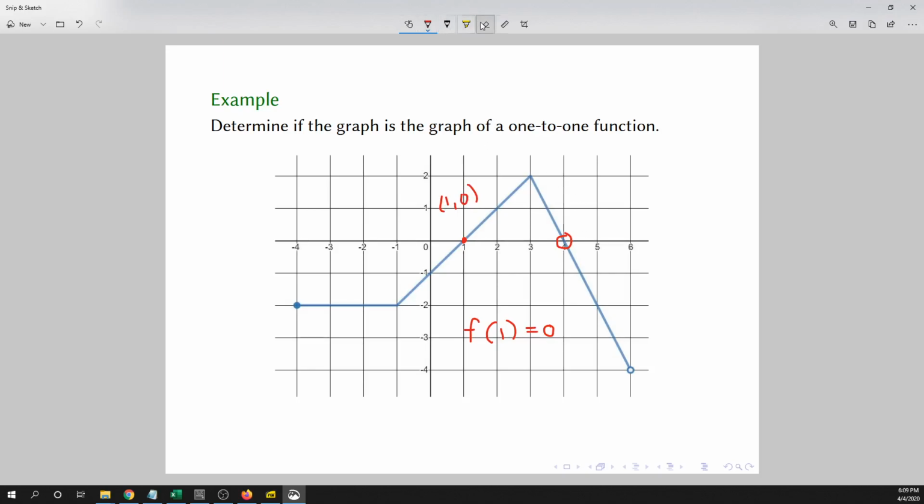And over here, that point where that horizontal line would hit the graph is right here. That has an x coordinate of 4 and a y coordinate of 0. And so you can see I would have two ordered pairs with a repeated y coordinate, or second number, however you want to think of it. So this function is not one-to-one.